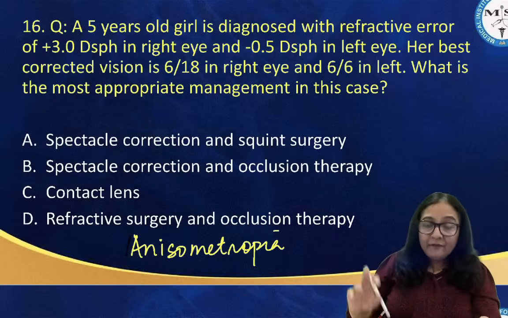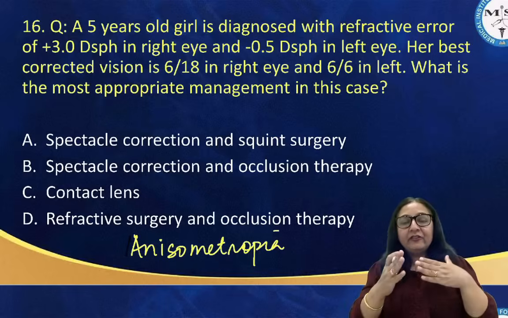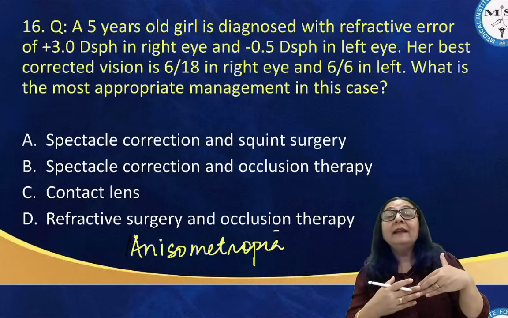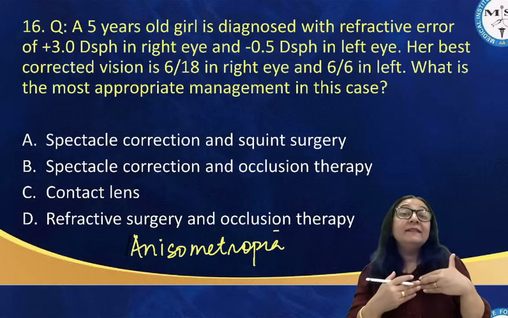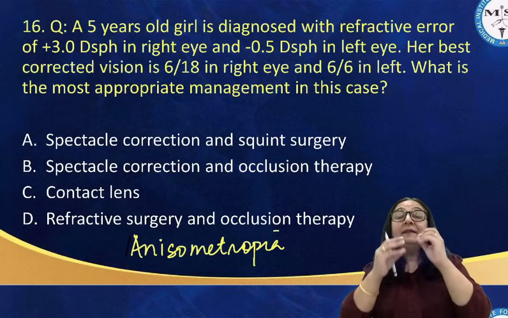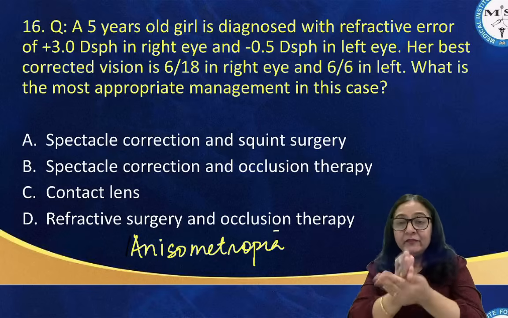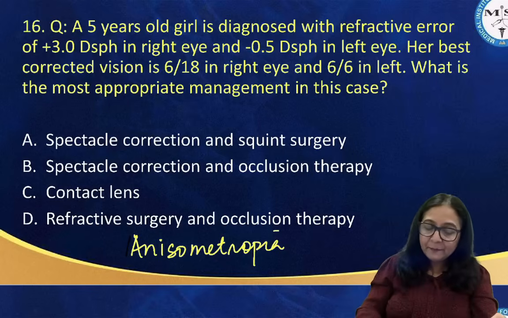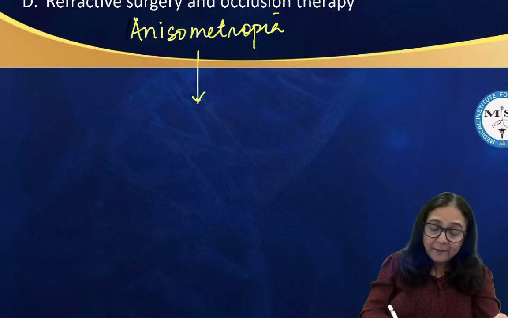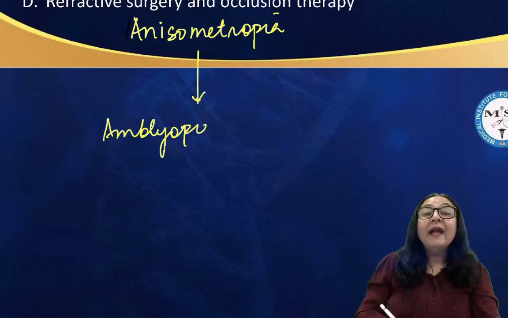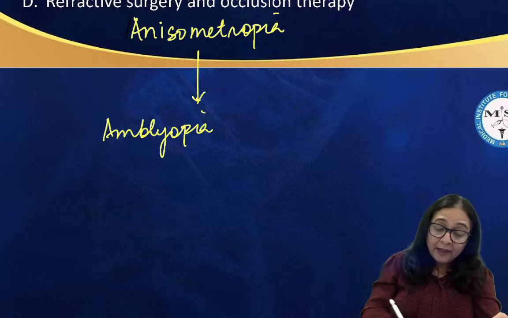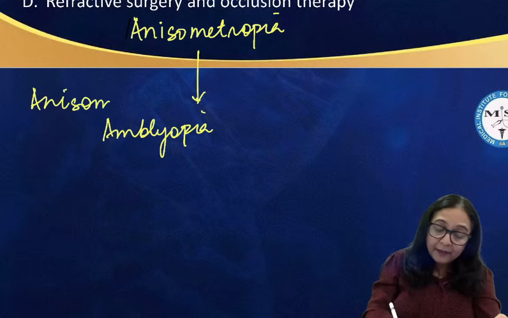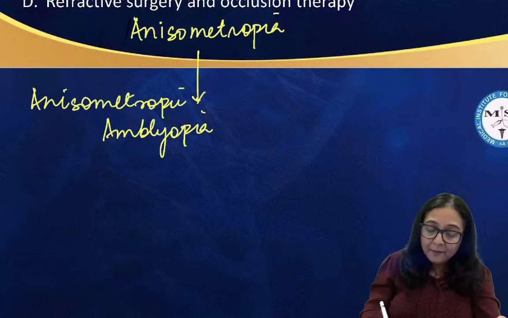Okay, and when after correction the vision in one eye is not getting to normal, it is not 6/6, it means even after correction the vision is not improving, so vision is suppressed in that eye. So suppression of the vision is amblyopia. So this is a case of anisometropic amblyopia.